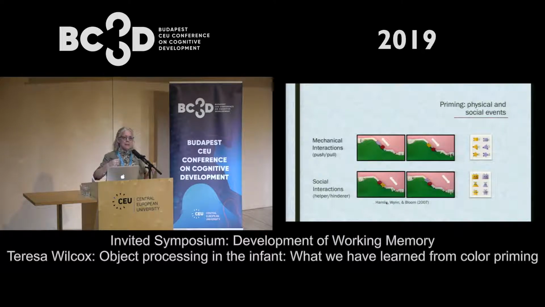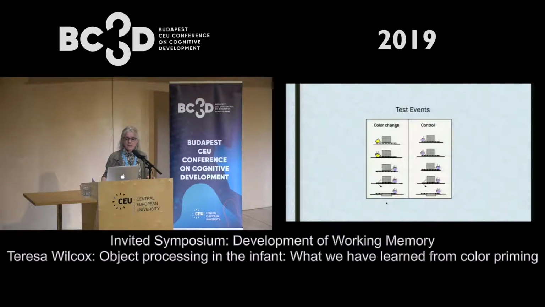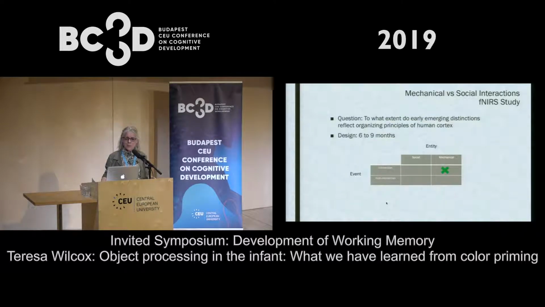So in the social event, the patient came in and jumped up and down, and another object went up or down the hill with them without ever coming in contact. Or in the physical event, the object came in and another object went up or down the hill with it, but they never came in contact. So there's no interaction. So it's social and mechanical events, and it's also whether there is interaction or not. We had test events, this time with yellow and purple, because that's the color that we were priming.